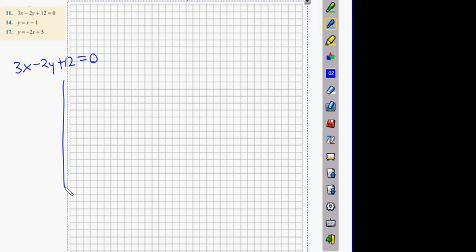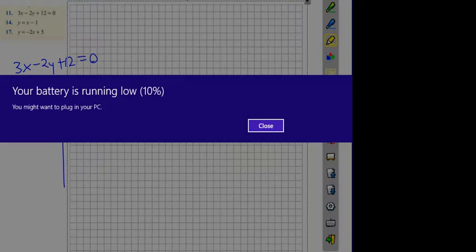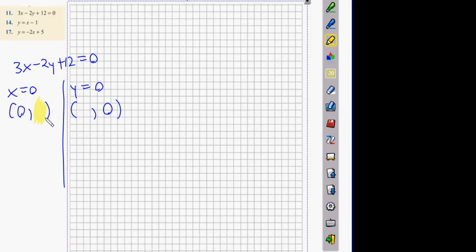So here's how you can get 2 points. Two easy points would be x equals 0, y equals 0. Once you know that x equals 0, the point will be 0 and something we don't know. The other point will be something, 0. So we need to fill out what the y value is when x equals 0 and what the x value is when y equals 0.